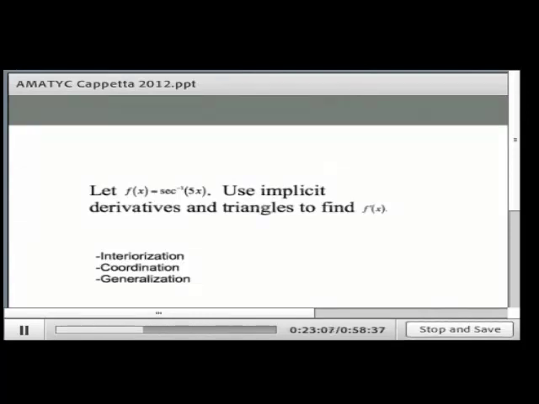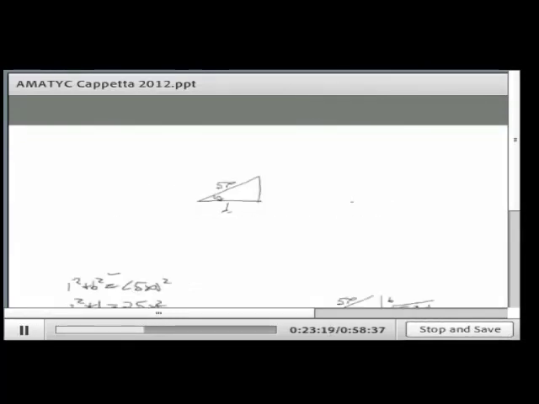So rather than just memorizing a formula, plugging in numbers and getting an answer, you look at the triangle you have, analyze it, and then find the derivative using implicit derivatives. How do I do that? And I am starting to see this in textbooks. When I started teaching, I rarely saw this in textbooks.